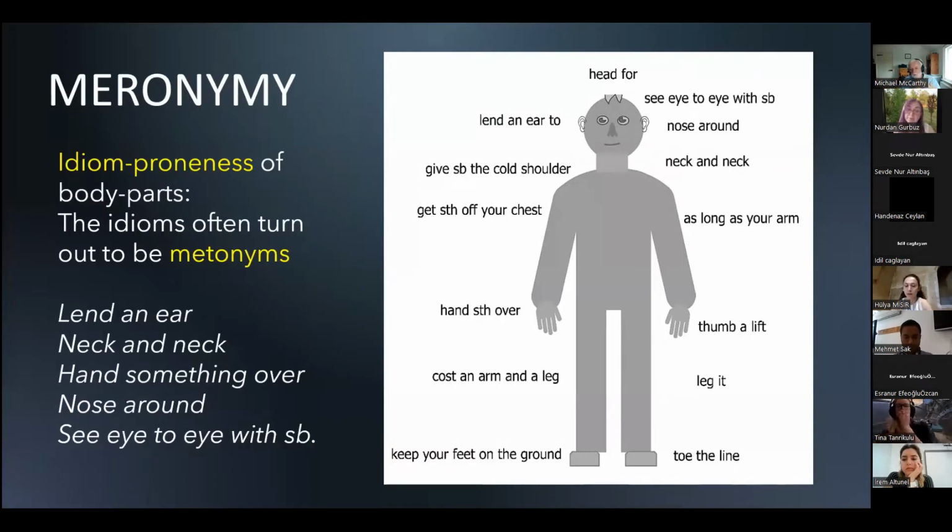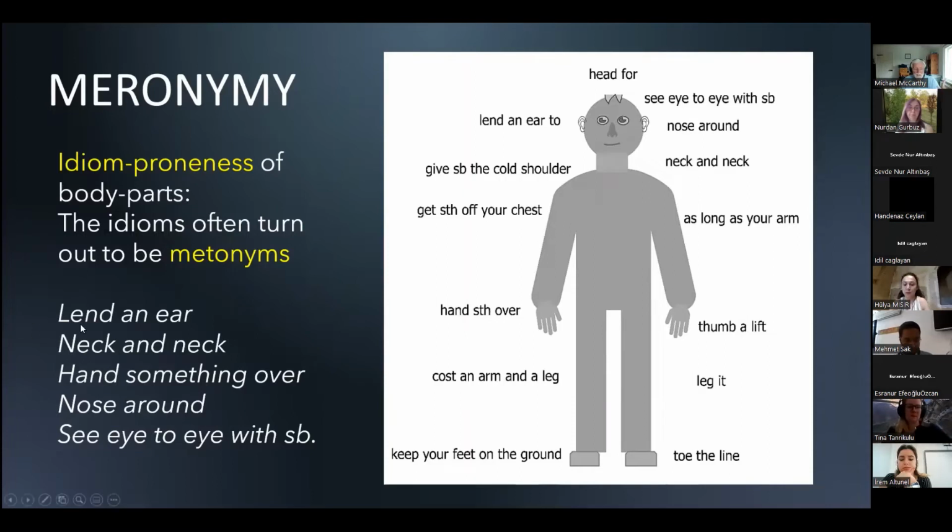If you nose around in somebody's apartment or somewhere private, you don't just put your nose in there, it involves the whole body. If you see eye to eye with someone, it's not just your eye, it's your whole mind which agrees with the other person. So these surely are classic metonyms. So the human body, all of these parts of the human body are meronyms. Yes, they're all parts. We have different parts to our body, just as there are different parts to a car.